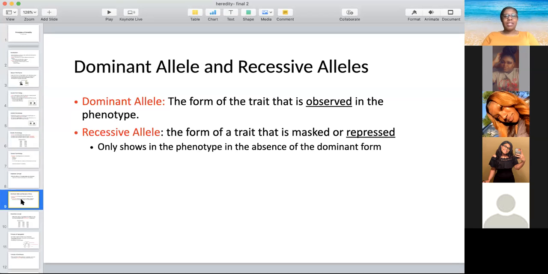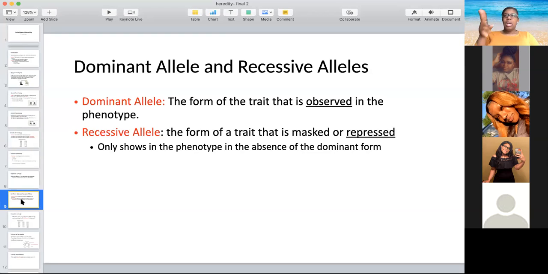Then we have the concept of dominant and recessive. This is still in context with the alleles, the genes. Remember, we inherit alleles in pairs, and that combination can be one dominant and one recessive, two dominant, and so forth. The dominant allele is the form of the trait that is observed in the phenotype. That's the one that we're actually going to see.